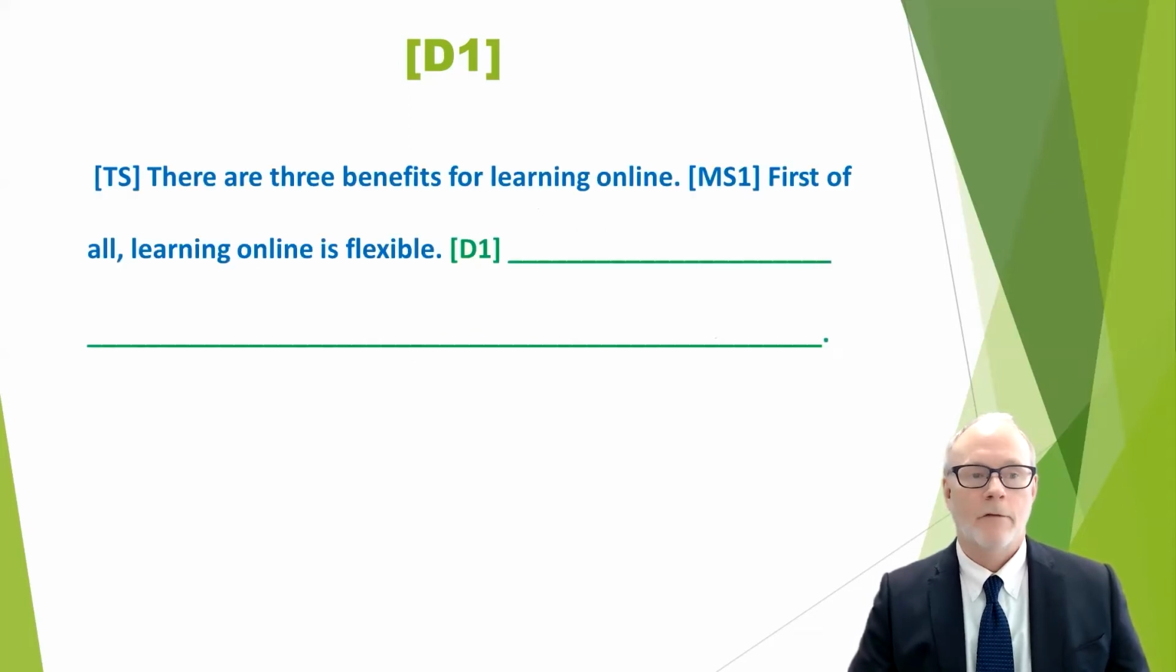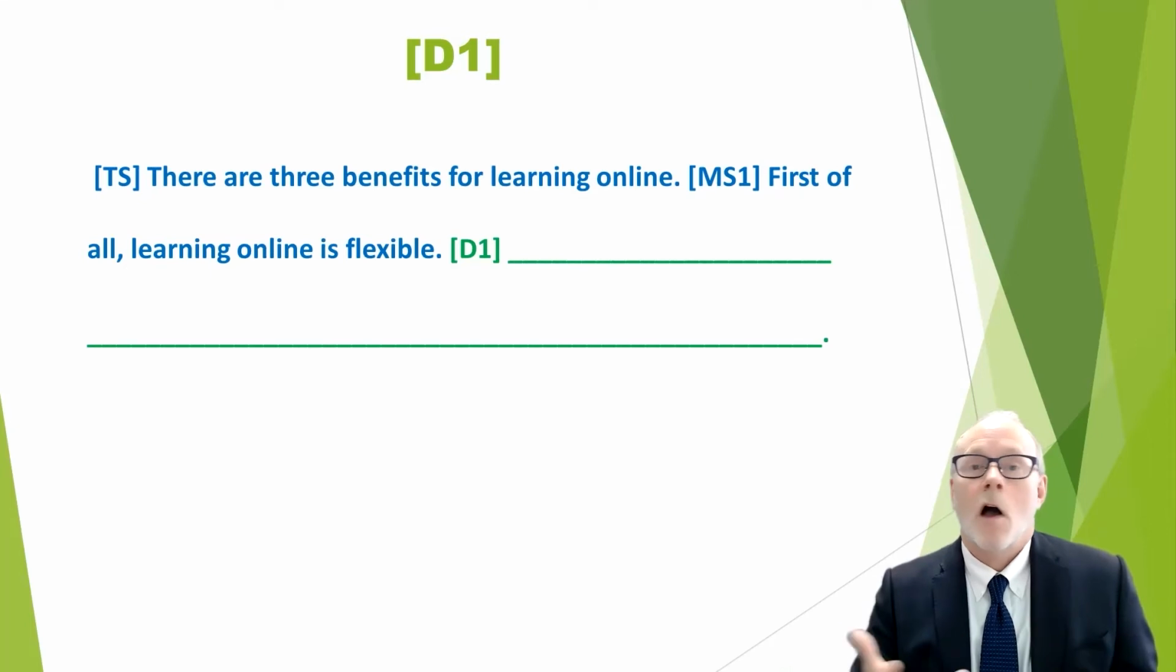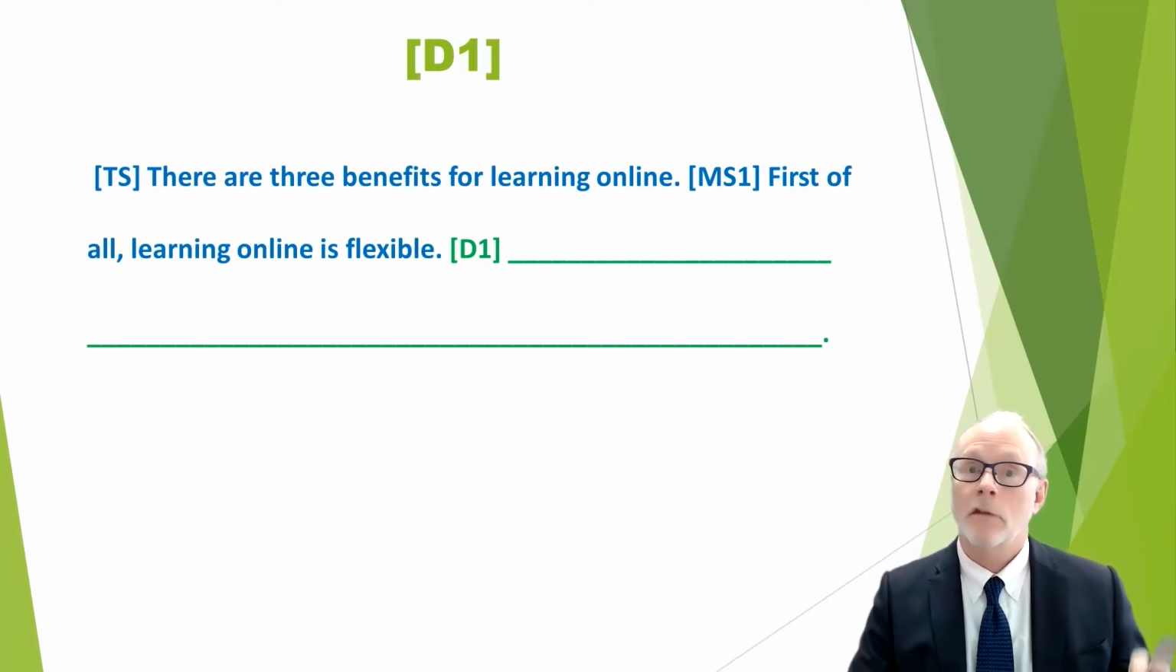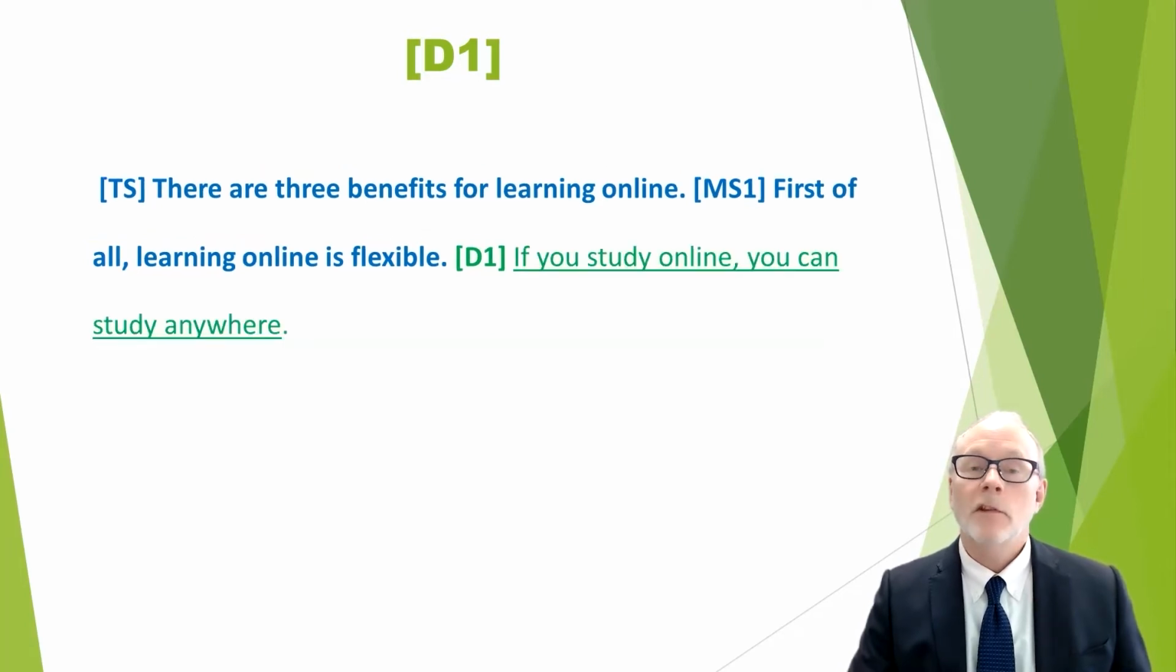And here we have our TS. We already wrote our MS1 with a label, of course. And now we have D1. So there are 3 benefits for learning online. MS1. First of all, learning online is flexible. Well, what do you mean? So you need to talk about it's flexible. What do you mean it's flexible? That's what we do. So we don't need to make a list. We're not making an outline. We are actually just adding to our paragraph. So we're on the 3rd sentence. So let's take a look what we have here. Well, if you study online, you can study anywhere. So you can see that you can study anywhere is connected to flexible. Okay, directly connected.